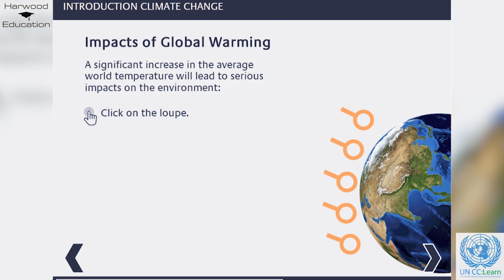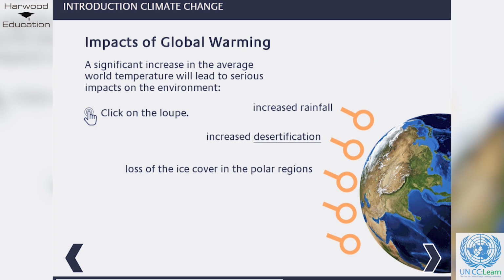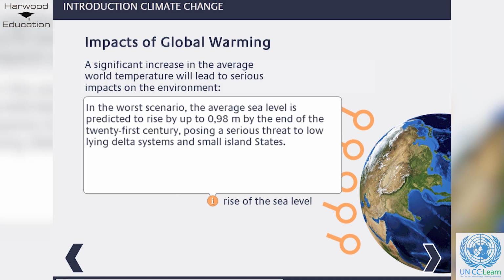A significant increase in the average world temperature will lead to serious impacts on the environment. Let's click on each loop. Increased rainfall, increased desertification, loss of the ice cover in the polar regions, rise of the sea level. In the worst scenario, the average sea level is predicted to rise by up to 0.98 meters by the end of the 21st century, posing a serious threat to low-lying delta systems and small island states.